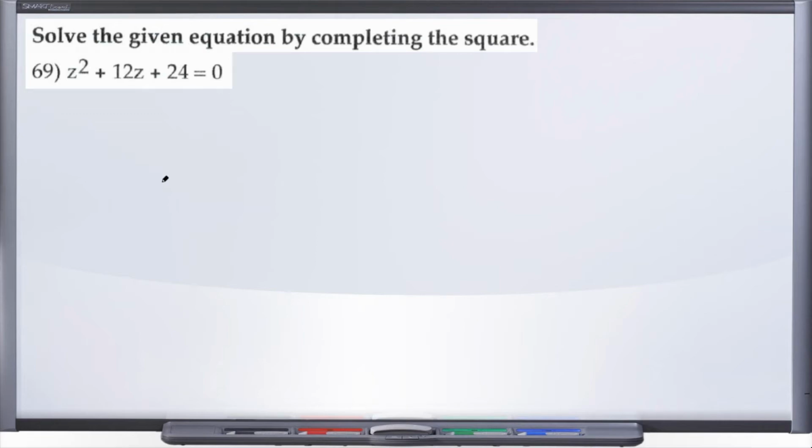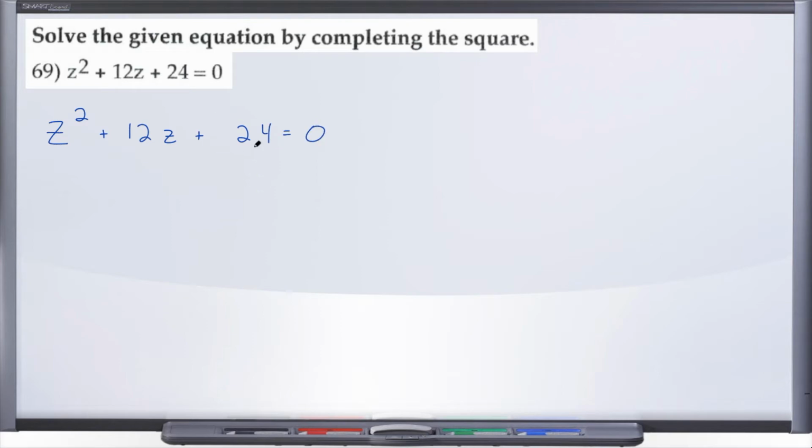All right, number 69, solve the equation by completing the square. So it's very similar to number 68, a little more complicated because the numbers we've been given are a little bit bigger, but we're going to treat it exactly the same way. So we've been given z squared plus 12z plus 24 equals 0.